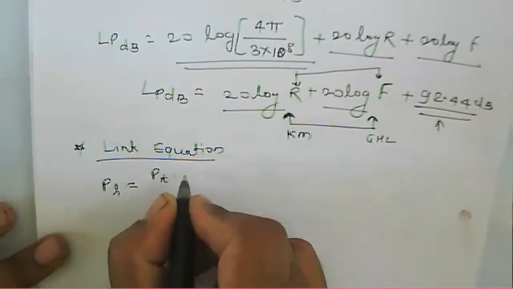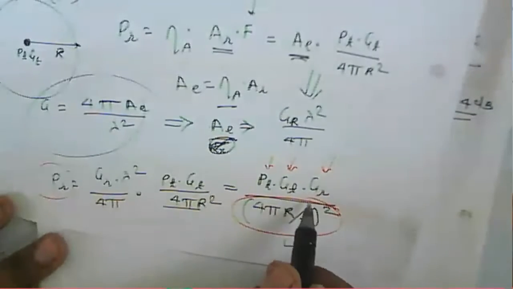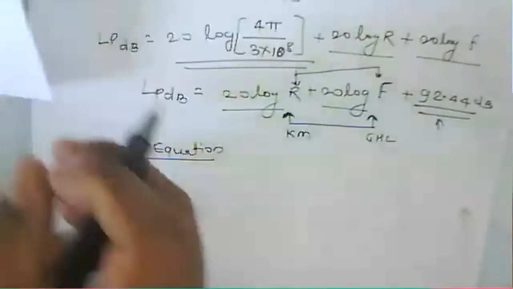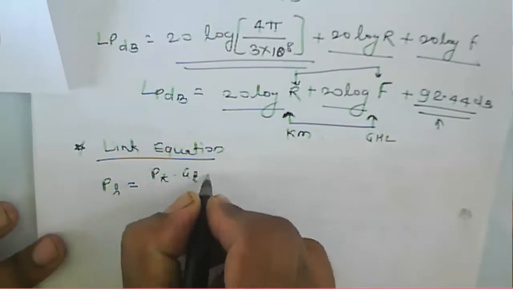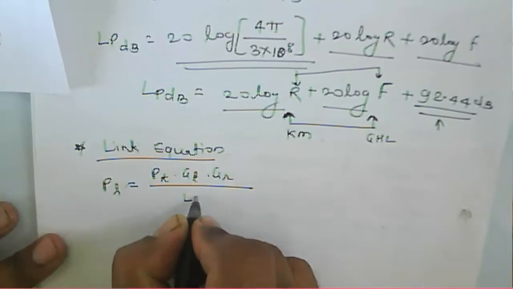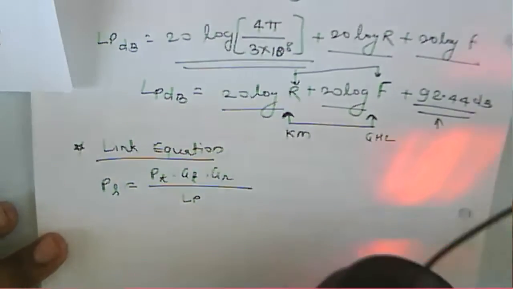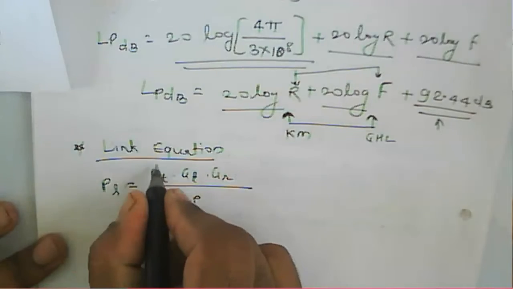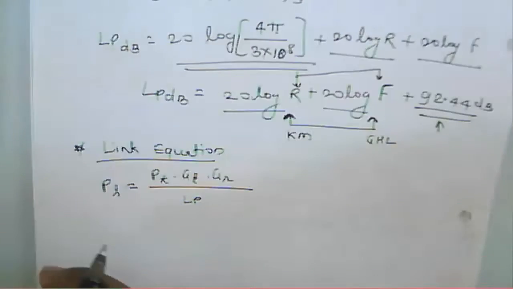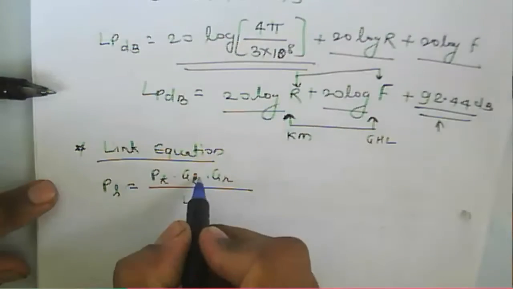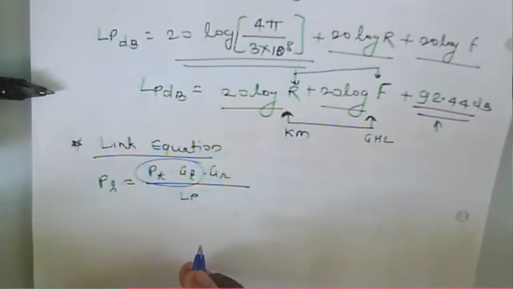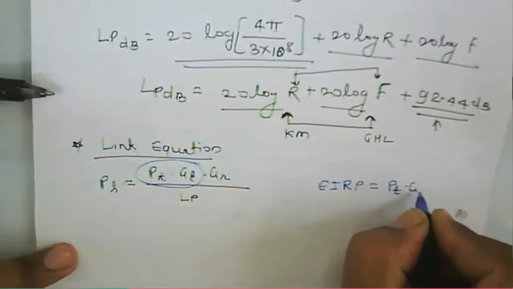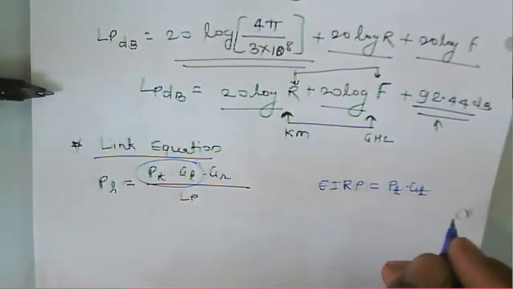So generally we say that PR is equal to PT GT GR by (4 pi R by lambda) whole squared. Or we can write the equation as PT GT into GR by the path loss, that is LP. Now if you see this equation, PT GT is the term from the transmitting antenna, and this term is nothing but the EIRP, the effective isotropic radiated power from the transmitting station.